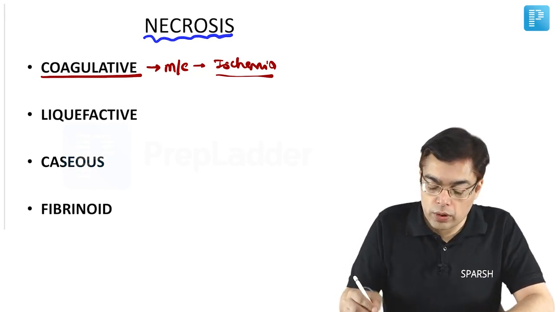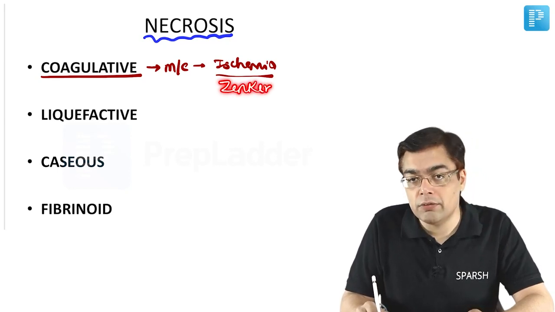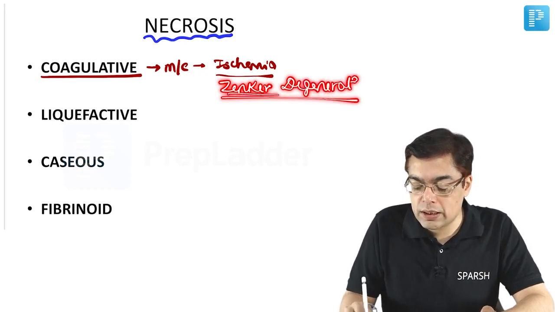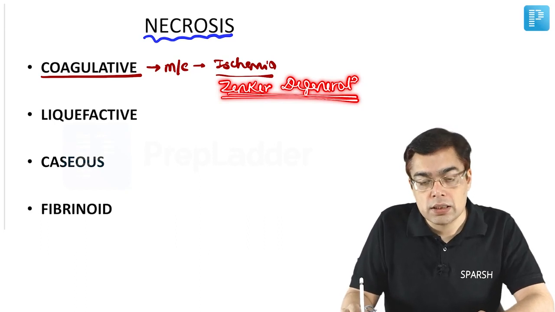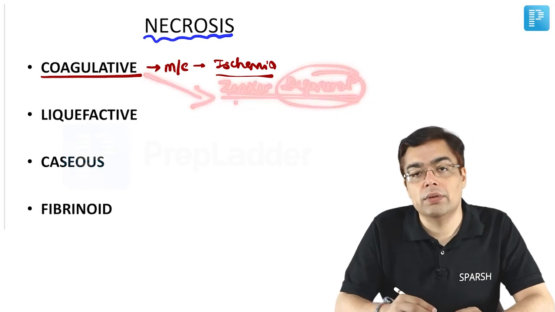One important example of coagulative necrosis that we need to remember over here is seen in a patient suffering from enteric fever, that's typhoid, and this is given the name of Zenker's degeneration. That Zenker's degeneration classically is going to be seen in the skeletal muscles. But please remember, it's not a true degeneration. It is actually an example of coagulative necrosis.